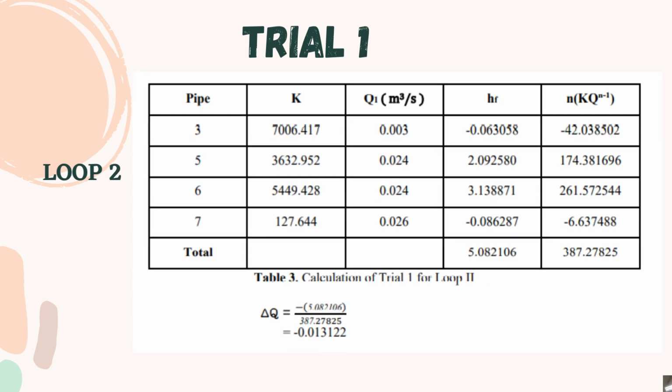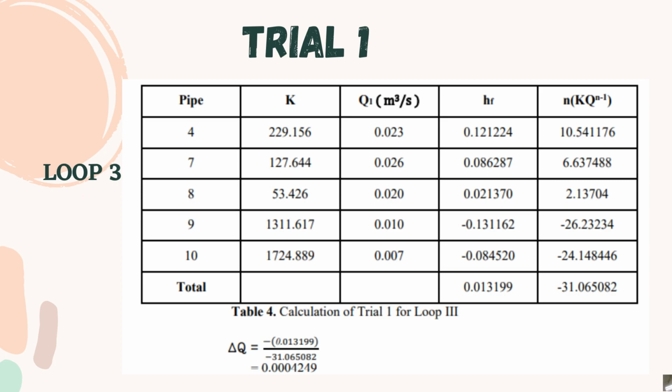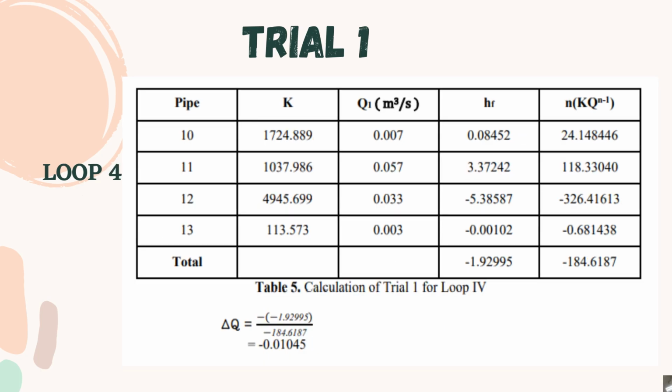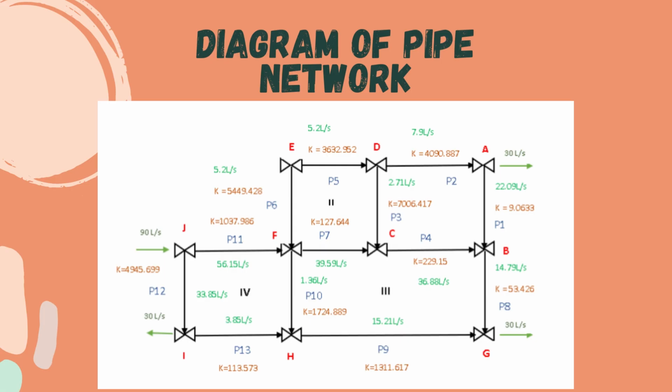For loop 1, the correction delta Q, we get negative 0.0116. Next, for loop 2, the correction delta Q, we get negative 0.013122. Next, for loop 3, the correction delta Q, we get 0.0004249. Lastly, for loop 4, the correction delta Q, we get negative 0.01045. This is the diagram of the pipe network for trial 2.